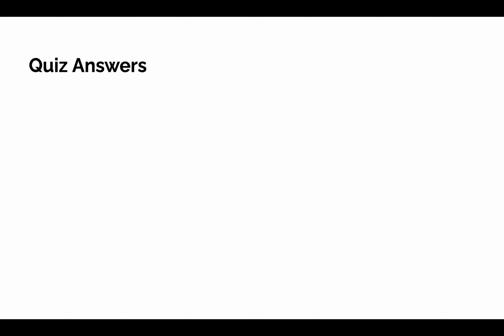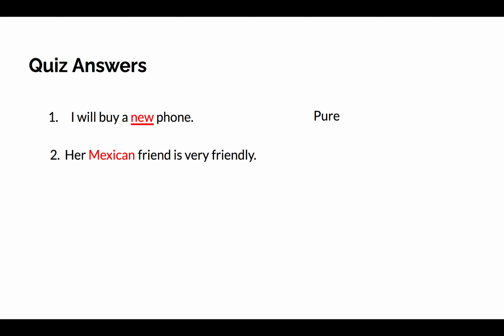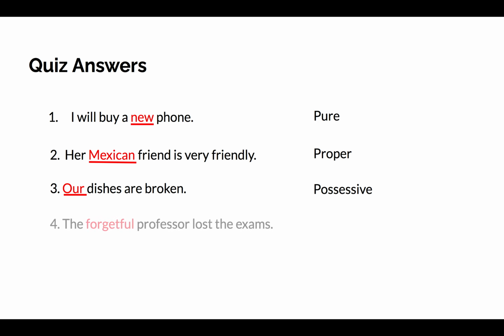Now let's look at the correct answers. For number 1, I will buy a new phone. New is a pure adjective. Number 2, her Mexican friend is very friendly. Mexican is a proper adjective. Number 3, our dishes are broken. Our is a possessive adjective. Number 4, the forgetful professor lost the exams. Forgetful is a derived adjective.